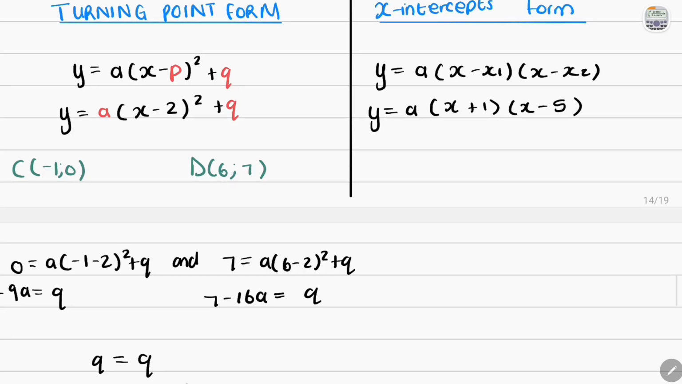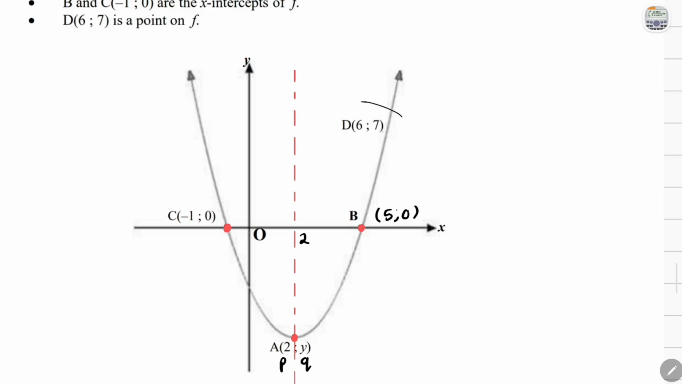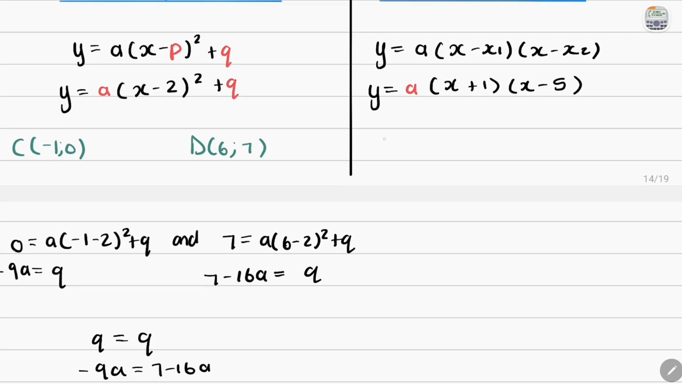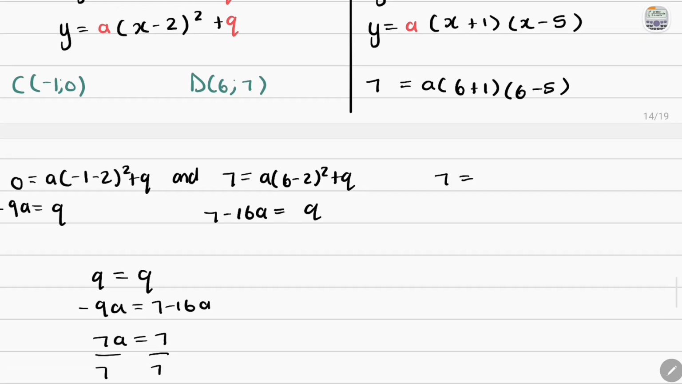And now you see that in this equation, all that is missing is the value of a. So to find a, just substitute a value in place of x and y, and that would solve for a. So here we would just simply take this point D, which is 6 and 7, and we substitute. So y is 7 is equal to a times 6 plus 1, and 6 minus 5. So we have 7 equals 6 plus 1 is 7, 6 minus 5 is 1, so times 1 just stays 7, times 7 gives you 7a. So we have 7a equals 7, divide both hand sides by 7.